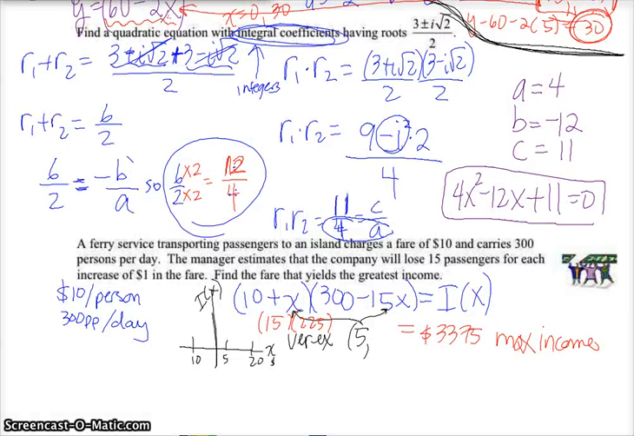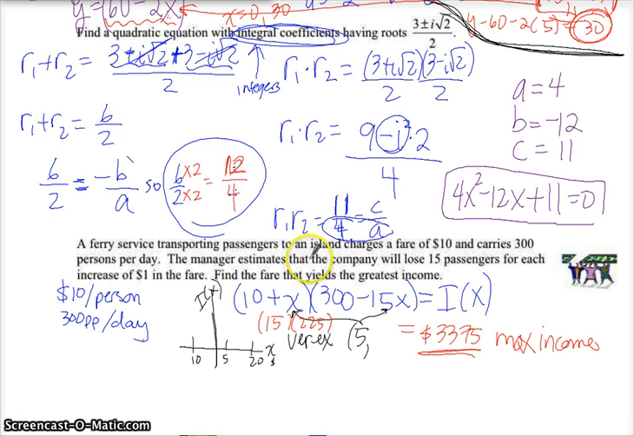Okay, you should have gotten a maximum income of $3,375. Why? Okay, it says a ferry service transporting passengers to an island charges $10 per person, and they can carry 300 people per day.